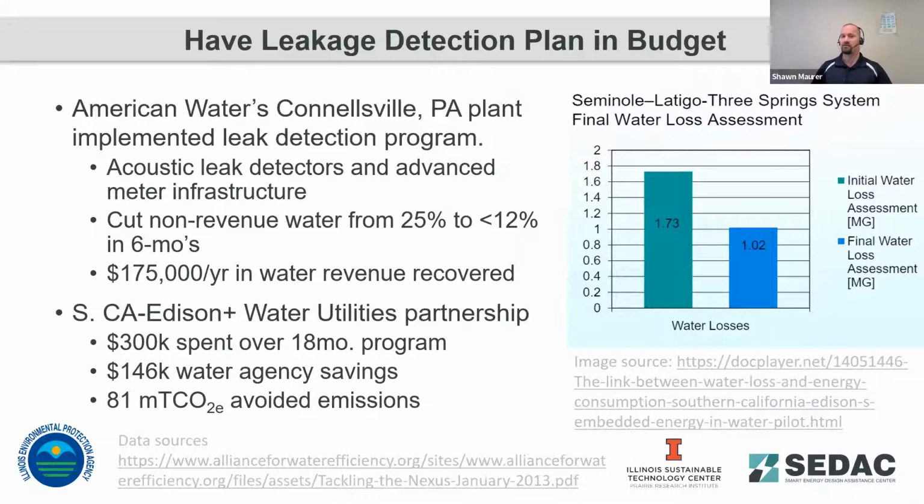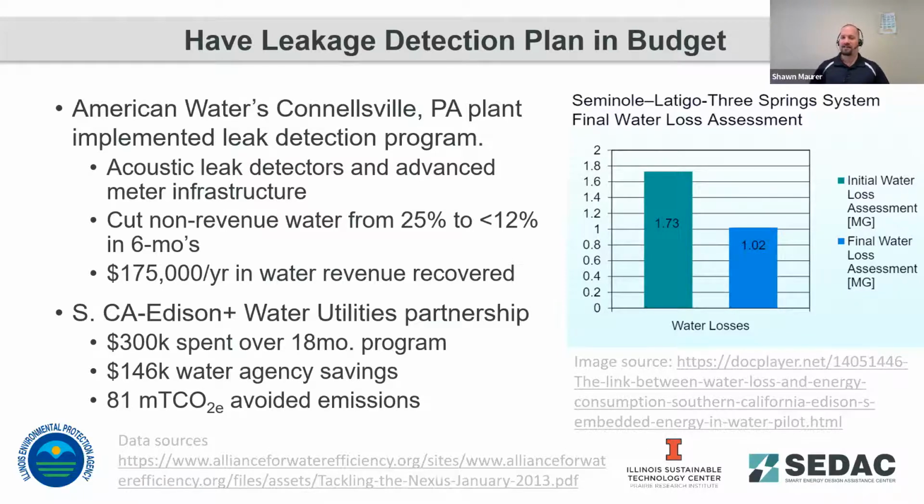So an example here, Connellsville, Pennsylvania, they implemented a line item budget that every year they do some testing and some repairs on their system. And you can see here how much they've reduced their water losses over time. So they installed some acoustic leak detectors. They cut their non-revenue water loss from 25% to less than 12%. So they went from slightly above the national average to 10% below it in just 6 months. So a really good example here.